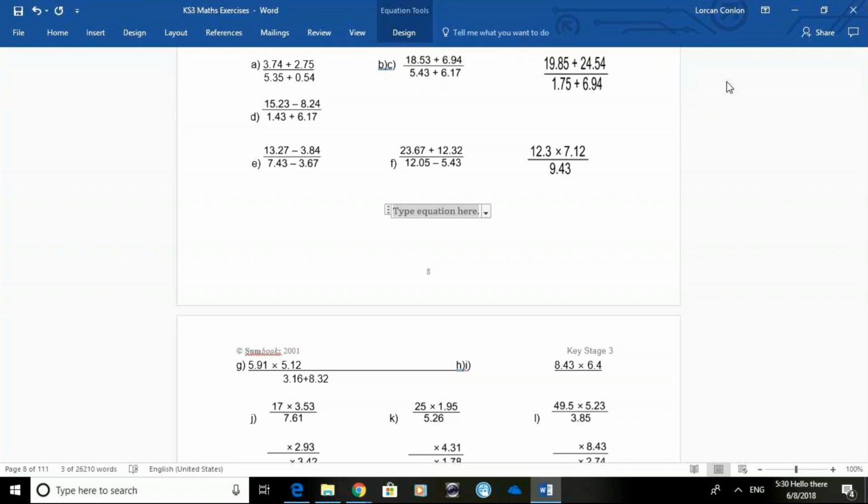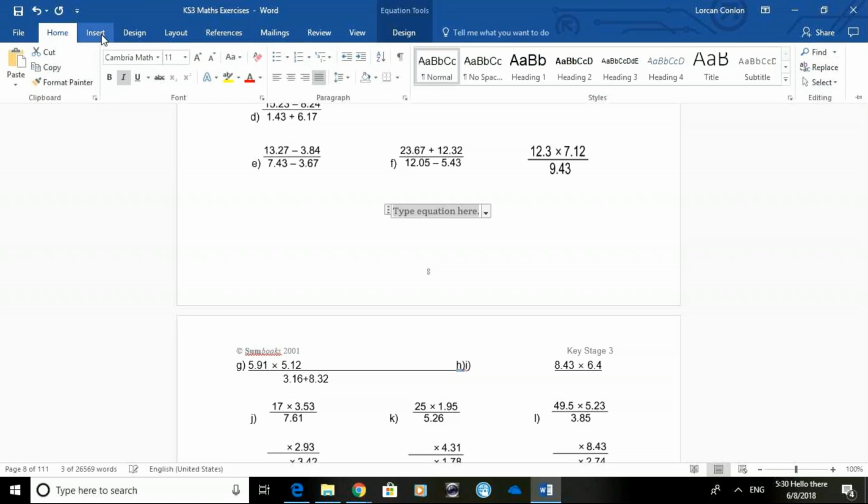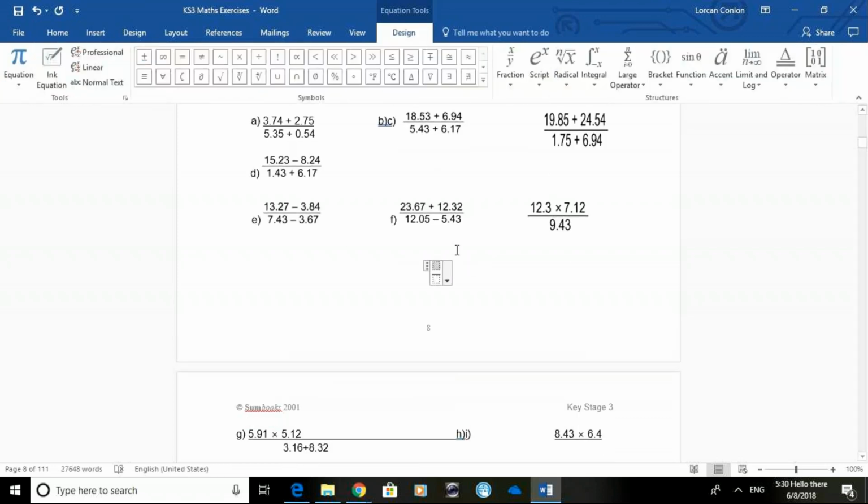Okay, Mo. So basically, I want you to try and tell me what each of these numbers is to the nearest whole number. So 13.27 to the nearest whole number is what? 13. 3.84 is what to the nearest whole number? So you just keep rounding each of them to the nearest whole number. So 7.43 is going to be 7. And that one's going to be 4. And then you basically just do that out. So you work out what 13 take away 4 is, and then you divide it by what 7 take away 4 is, okay?